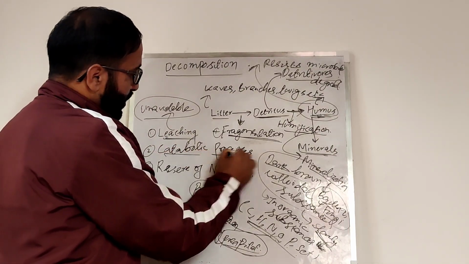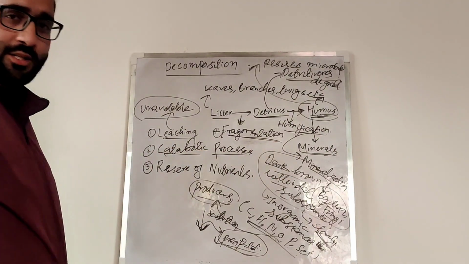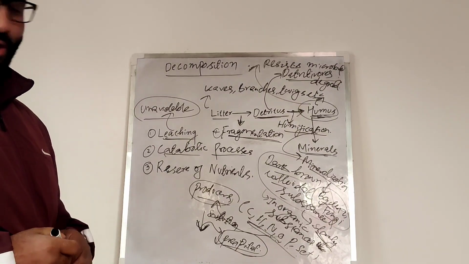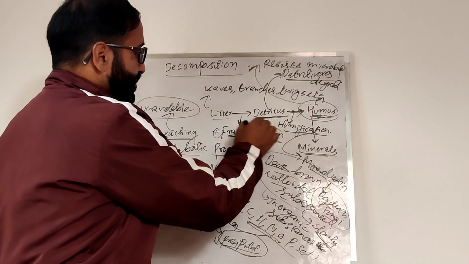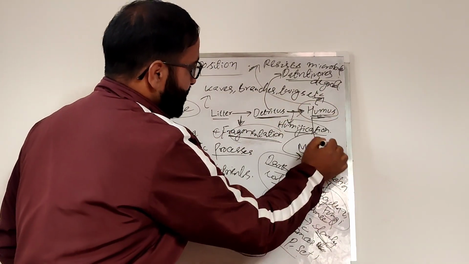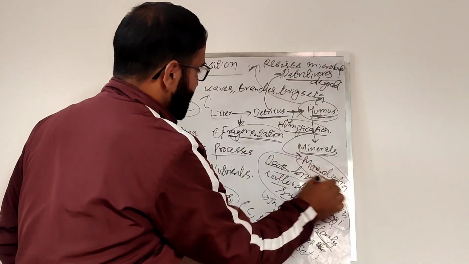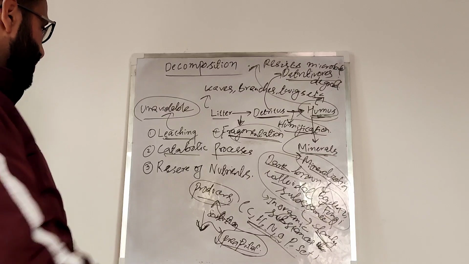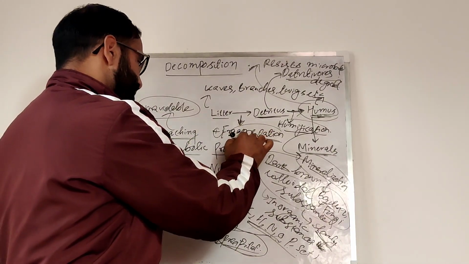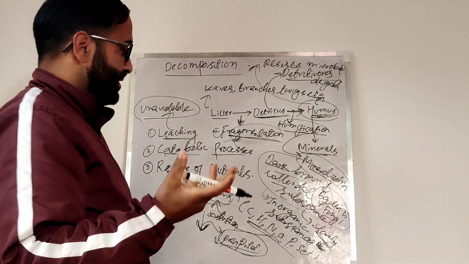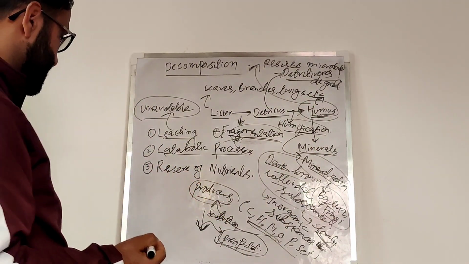Now these catabolic processes are all the processes where breaking of substances occurs. For example, fragmentation, humification, mineralization: in all these processes, breakdown of substances occurs. So all these processes are catabolic processes.